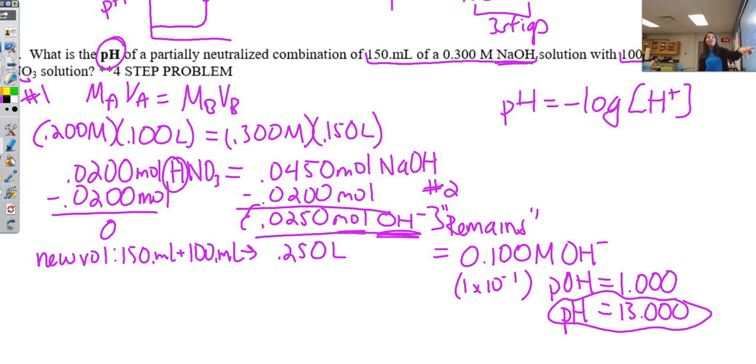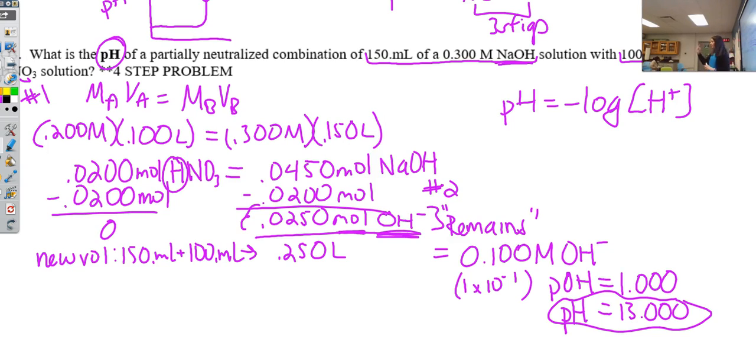So now I figured out what my molarity was. All I'm going to do is negative log it, and that's my pOH. So how do I get pH once I negative log it? 14 minus that, and that gives me my pH. So step 1, MAVA equals MBVB. Figure out your moles of each one. Step 2, what do we do?